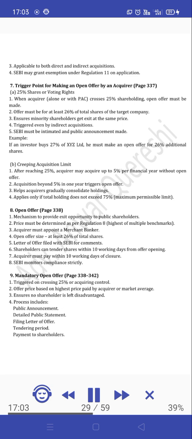9. Mandatory open offer, page 338-342. 1. Triggered on crossing 25% or acquiring control. 2. Offer price based on highest price paid by acquirer or market average.